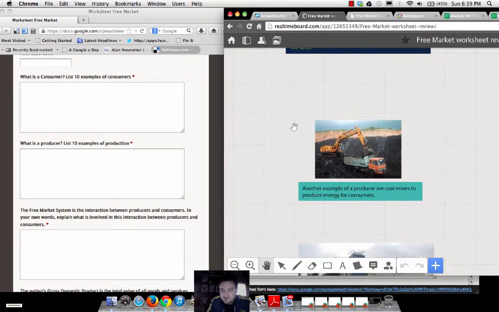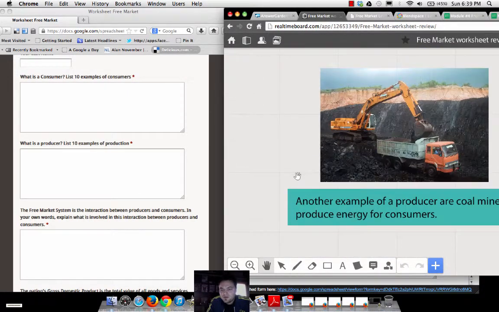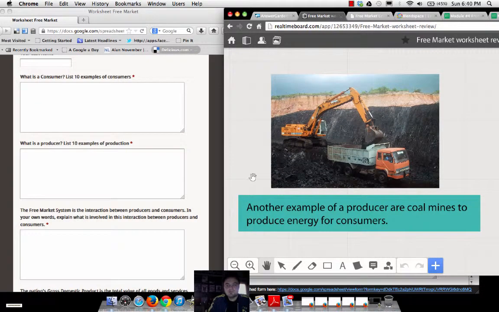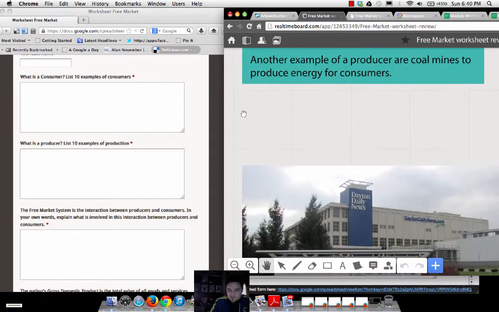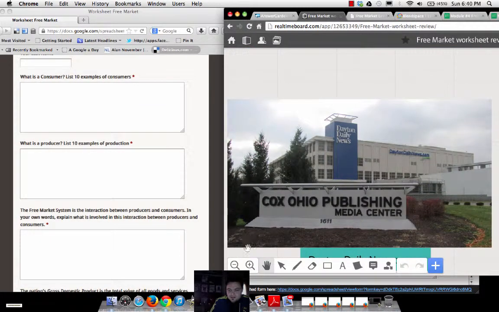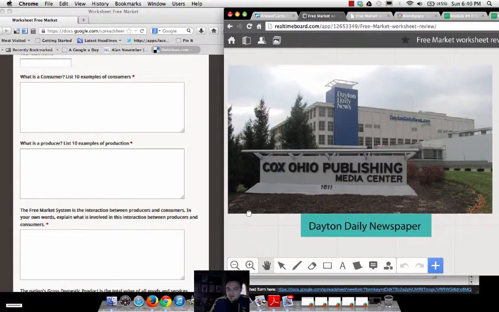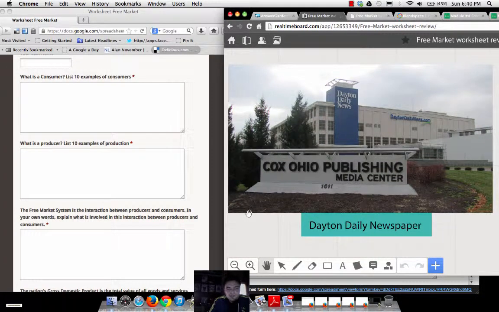Let's take a look at some pictures and some possible examples. Now again, these are just some examples. We want you to come up with some of your own. So here we have a coal mine. Another example of a producer is a coal mine, producing energy for consumers. Alright, Dayton Daily News, owned by the Cox Ohio Publishing Media Center. This would be another example.